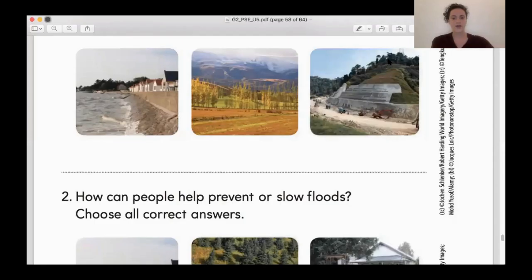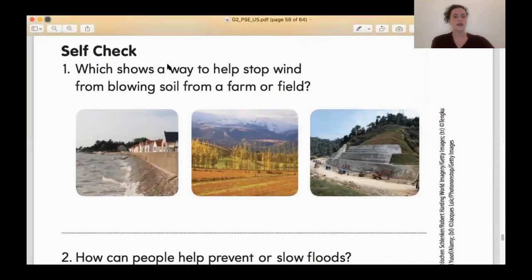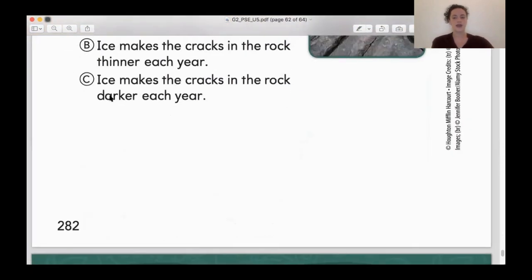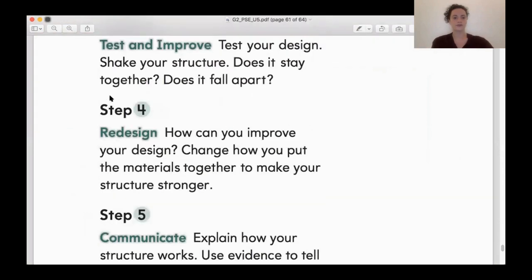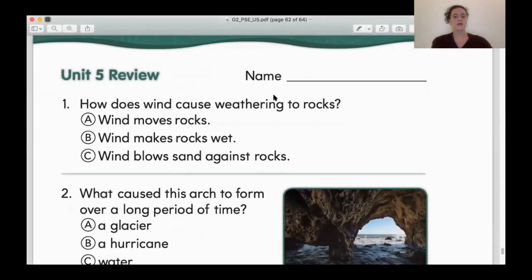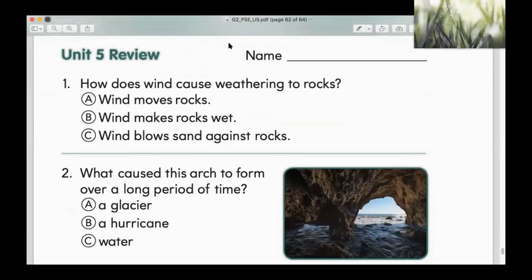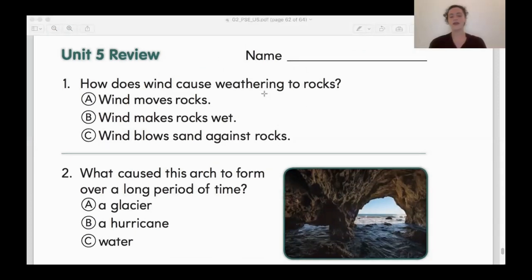All right, we're running a bit behind, so we need to go through this quickly. Self-check, everyone please open to page 282, right here, 282. Number 1, how does wind cause weathering to rocks? Alex. The wind moves rocks. Excellent. Oh, wait. No, that's not right. Sorry, I spoke too soon. Alex, remember the wind can only move a rock maybe the size of a grain of sand.